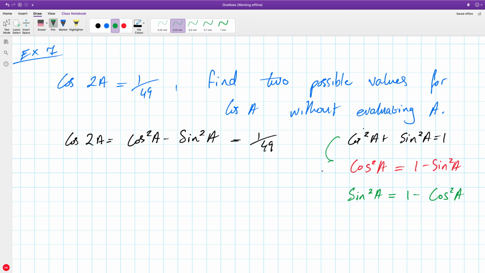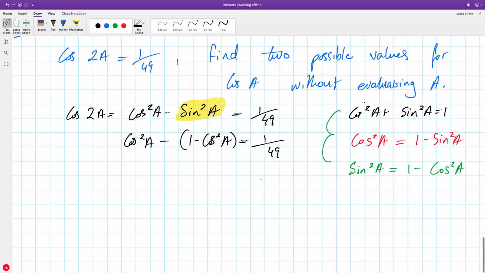Same formula, written 3 ways, depending on what you want. And as I said, it's kind of your get out of a hole formula for trigonometry. So, I'm going to stick with cos. I'm going to change this sine squared A into 1 minus cos squared A, so cos squared A minus sine squared A, which is cos squared A minus (1 minus cos squared A), is equal to 1 over 49. So I've changed out sine squared A and put in 1 minus cos squared A.